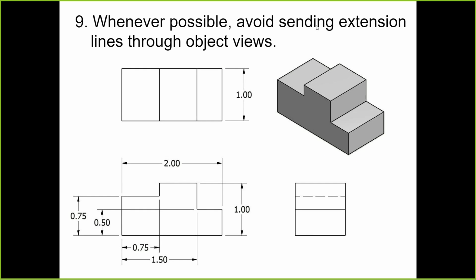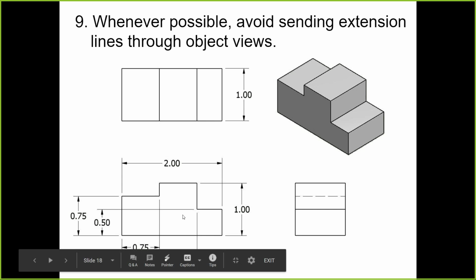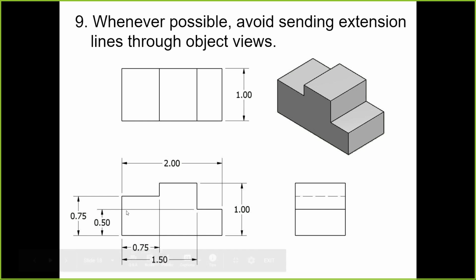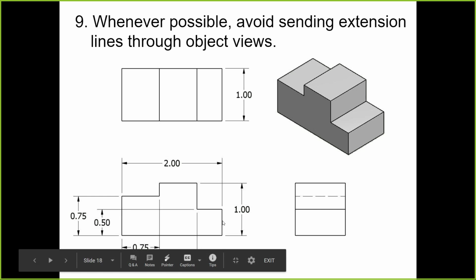Whenever possible, avoid sending extension lines through objects. So do you see this 0.5 right here? It's saying it's 0.5 from the bottom to way down here, right there, right? Do you see this extension line that they wrote? That went through the object. Try not to do that. They could have drawn this number over on this side.